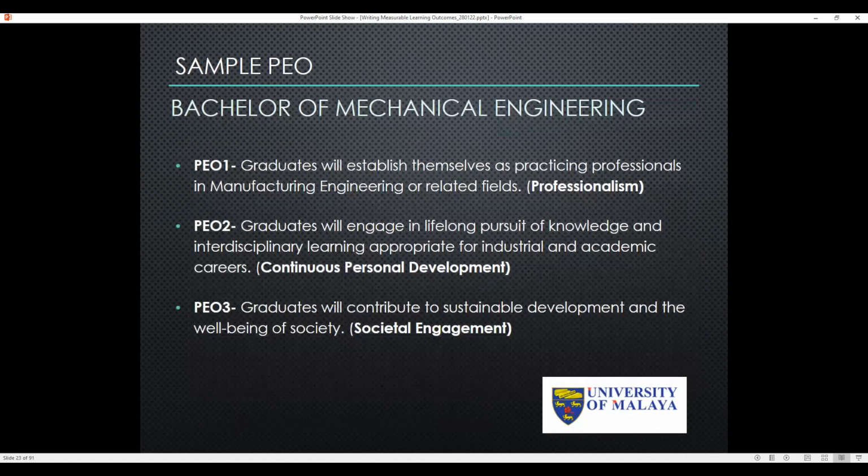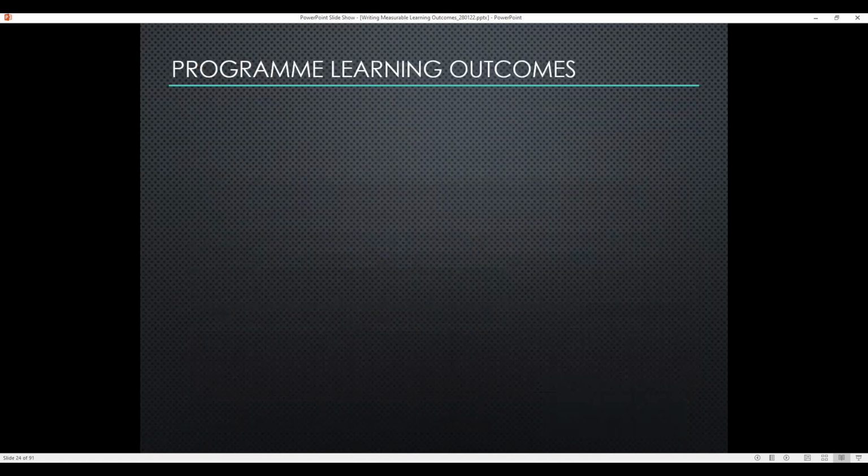This is another one, Bachelor of Mechanical Engineering. So again, you will see that this is about professionalism, this is about continuous personal development, and this is societal engagement. You can see almost the same pattern as the previous one, right? Yeah, so these are what we call the key competencies. Okay?